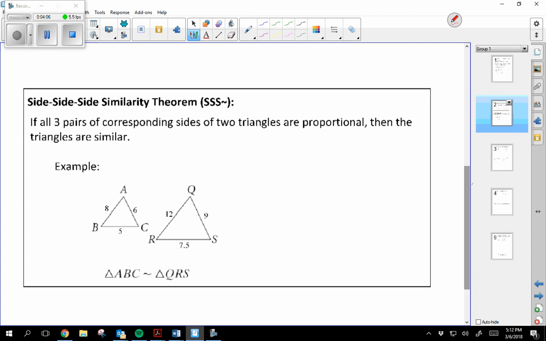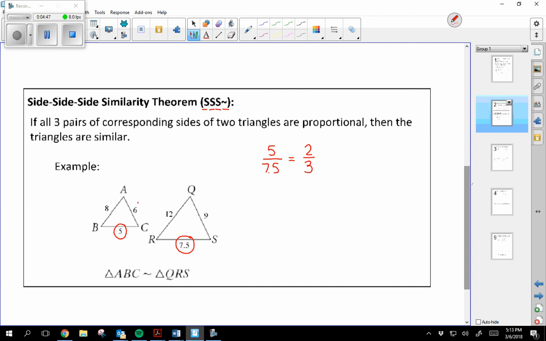And the third and last option for proving similar triangles is side-side-side similarity, abbreviated as SSS with the similarity symbol. In this case, we simply have to check to see if all three pairs of sides are proportional. So once again, I'm going to start with the smallest side here and the smallest side there. So I'm going to look at the ratio 5 to 7.5. If you simplify that ratio, that will simplify to 2 to 3.